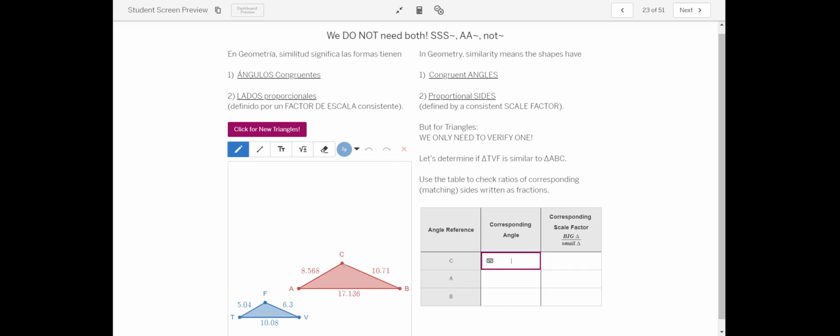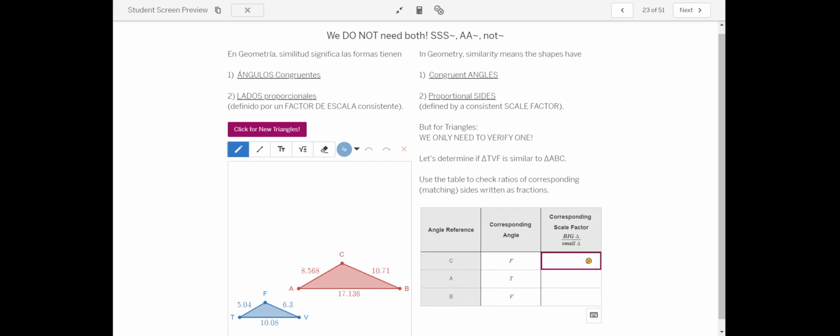So 17 looks like it's the biggest one, so C corresponds to the biggest side. Okay, so the biggest side over here looks like it's F. A corresponds to the middle side. The middle side looks like it is T. And then B looks like it's the smallest side. So that means that it would be V over here. Okay. So C corresponds with F, A with T, and B corresponds with V.